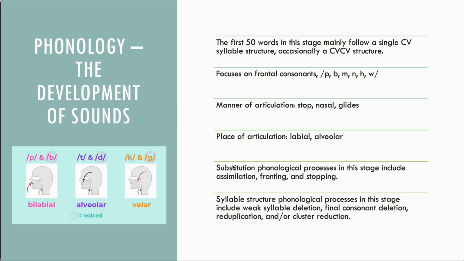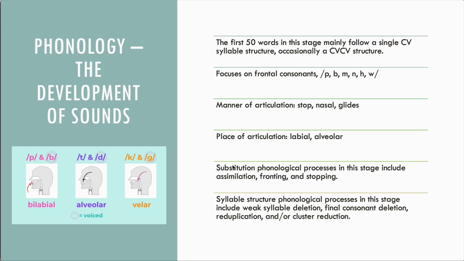Children's first words will usually follow a simple syllabic structure with focus on the frontal consonants. In the first word stage, sound productions are typically produced front to back. This means they will produce the front sounds like p and b before they will produce sounds like k and g.